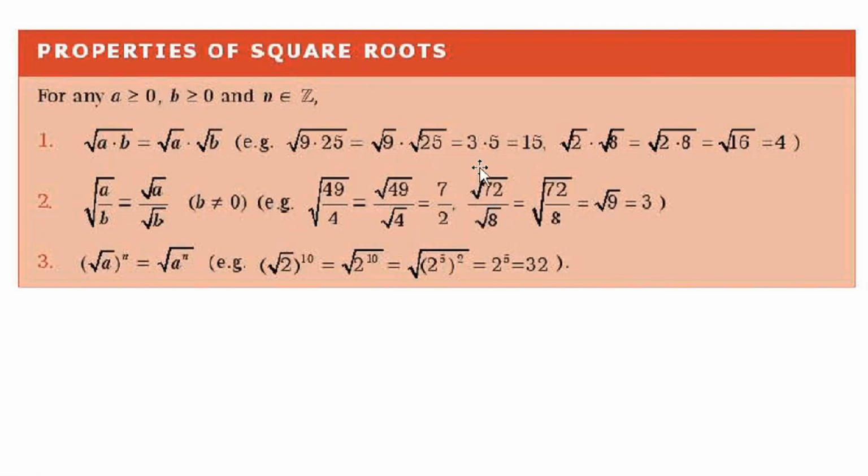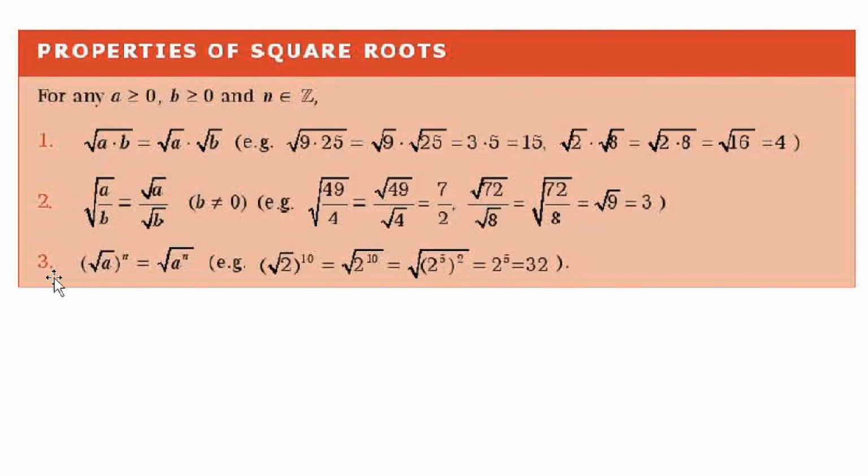So it's square root of 72 over square root of 8. We can write that now as a single radical. We have the square root of 72 over 8. 72 over 8 can be divided, and the quotient is 9. Now take the square root of 9, that is equal to 3.